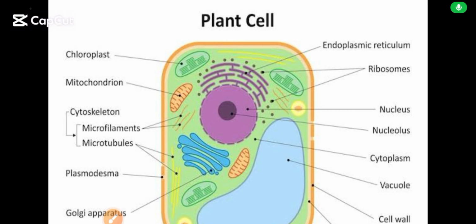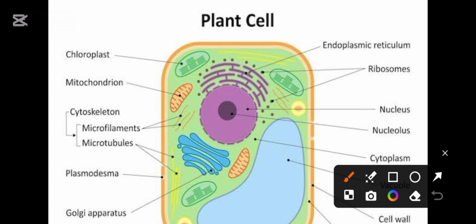So in this video, we're going to talk about the plant cell. In the plant cell, we have the endoplasmic reticulum, which is this. This is specifically called the rough endoplasmic reticulum because there are ribosomes attached to it. That is why it is called rough. Smooth endoplasmic reticulum is reticulum without ribosomes attached to it. The rough endoplasmic reticulum helps in protein synthesis.